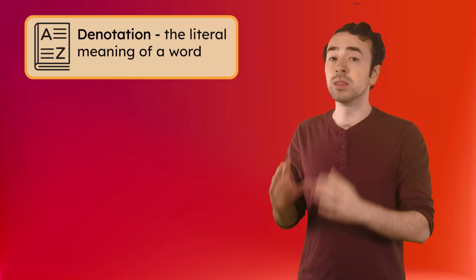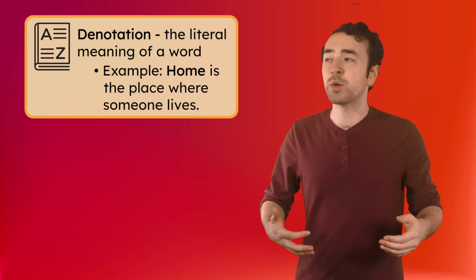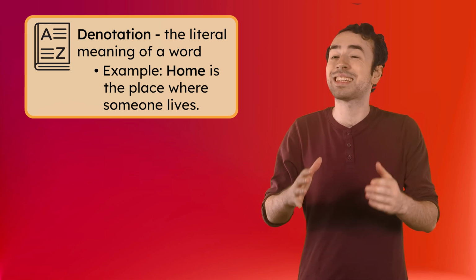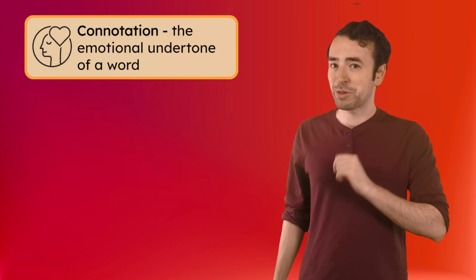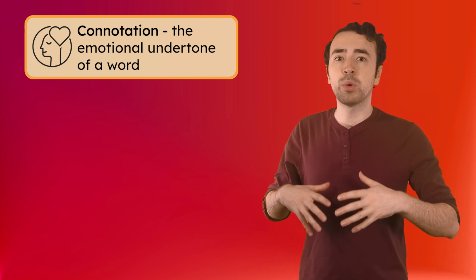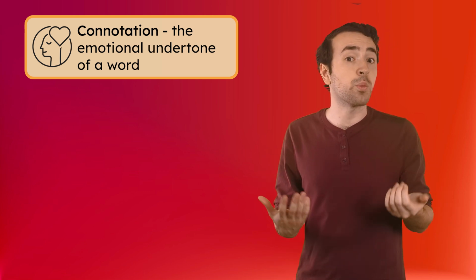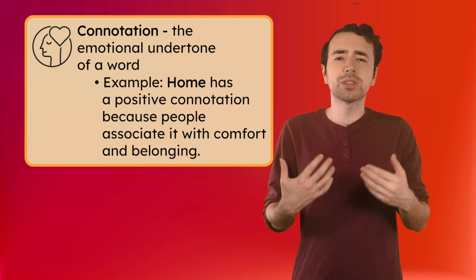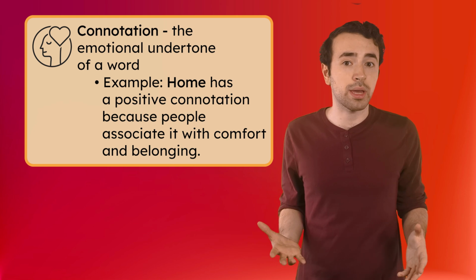When we write, how do we decide what the right words are? Well, understanding denotation and connotation can help. Denotation refers to the literal meaning of a word. For example, the word home refers literally to the place where someone lives. That's its denotation. Connotation, on the other hand, refers to the emotional undertone of a word, how people feel or what they imagine when they hear it. Home has a positive connotation because people associate it with comfort and belonging.